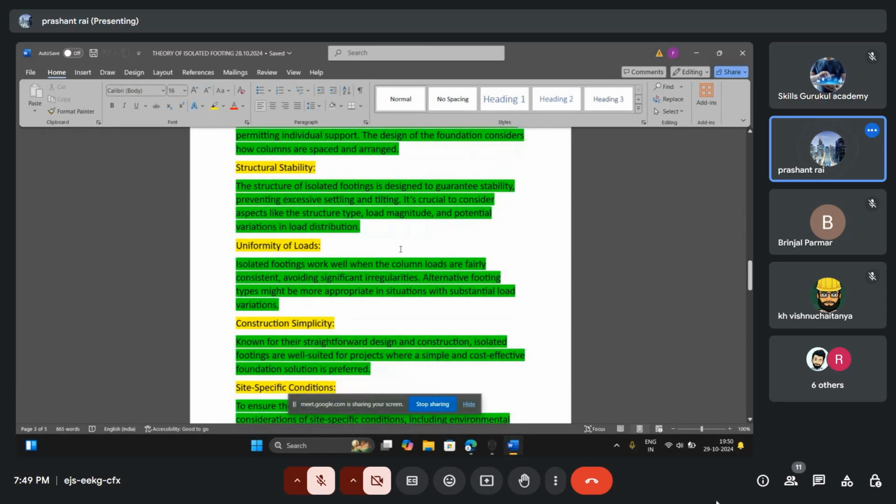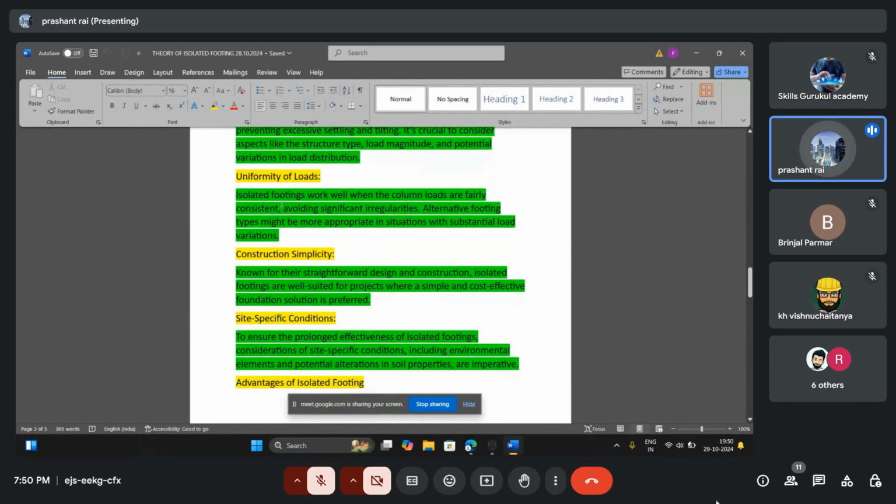Structure stability. The structure of an isolated footing is designed to guarantee stability, preventing excessive settling or tilting. It's crucial to consider aspects like the structure type, load magnitude, and potential variation in the load distribution. Uniformity of load. Isolated footings work well when the column load is fairly consistent, avoiding significant irregularities.